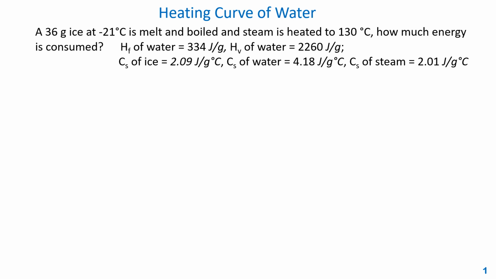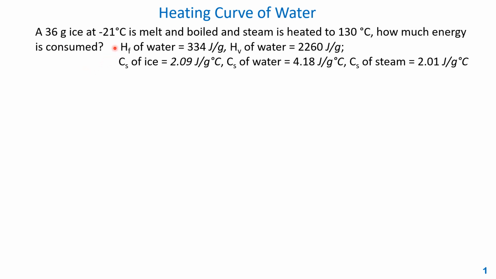Today we will talk about the thermochemistry calculation. This is a very common question in this topic. It will ask you to calculate the total energy to heat up ice from low temperature, then melt, then boil to steam, and also heat the steam to a higher temperature than the boiling point. So you need to calculate the total energy needed.